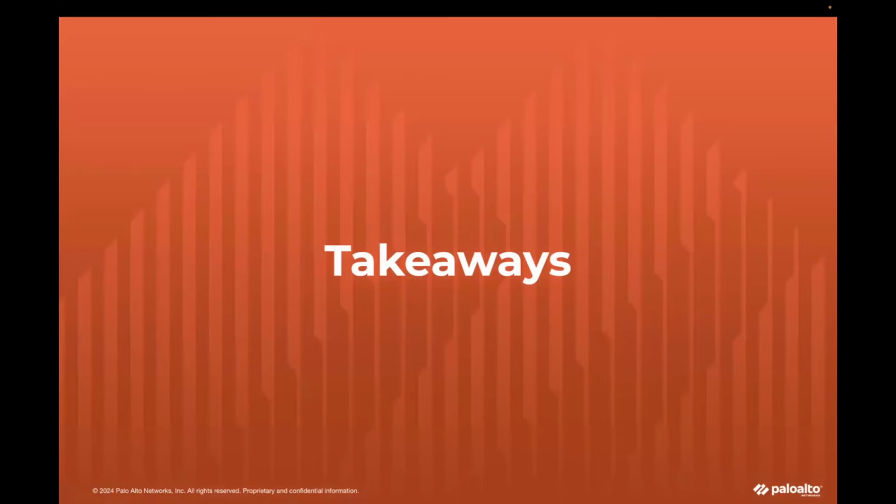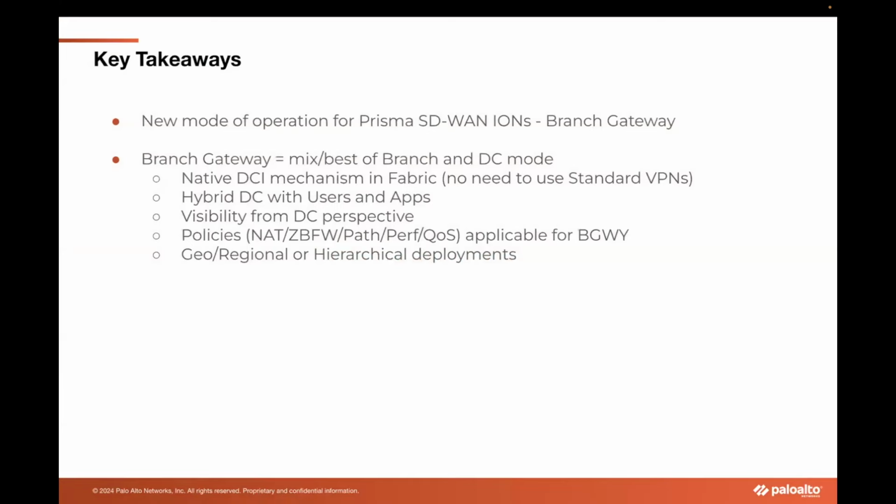Okay, so let's wrap this up. Just to go over the key takeaways from this session. Up to the summer, we had two modes of operation for a site, either the branch mode or the data center mode. With the 6.4.1 release, we have a new branch gateway mode of operation, which provides you architectural flexibility in how you want to deploy Prisma SD-WAN in the deployment.